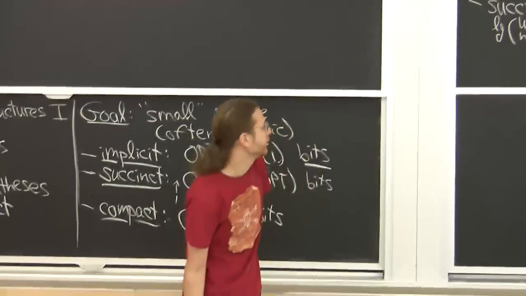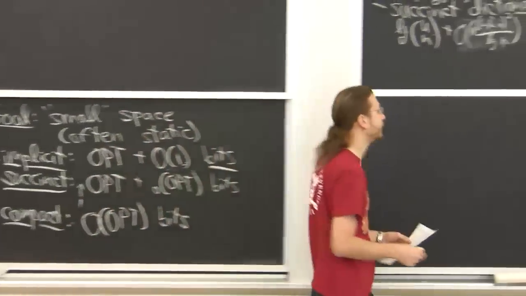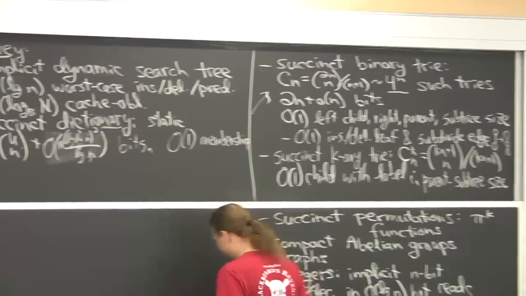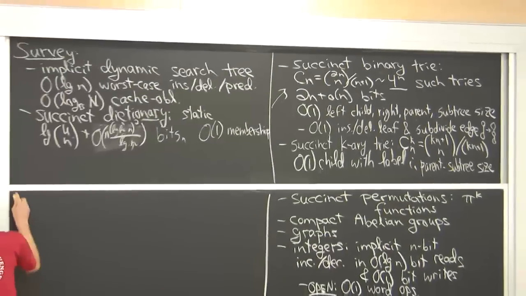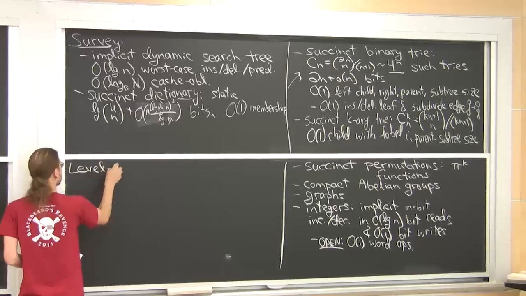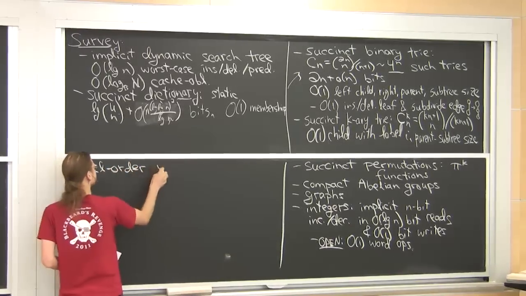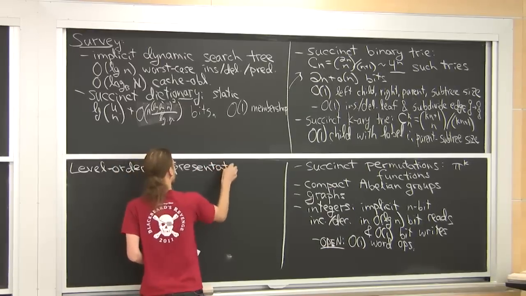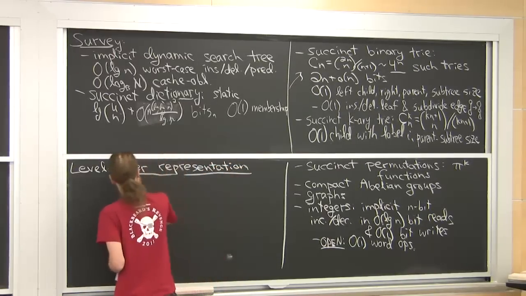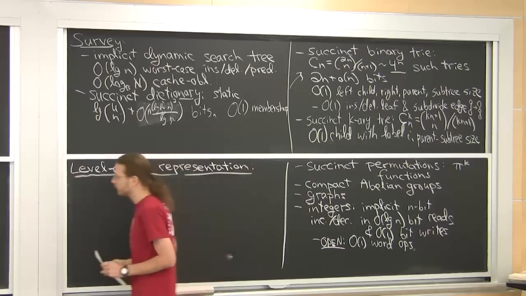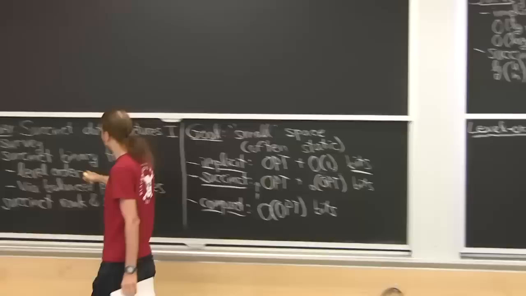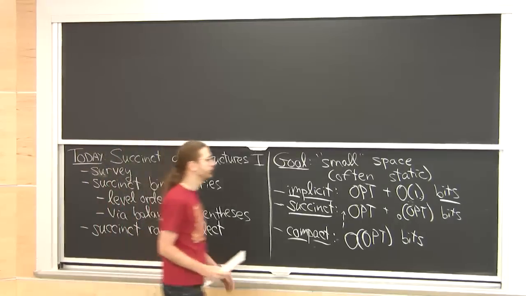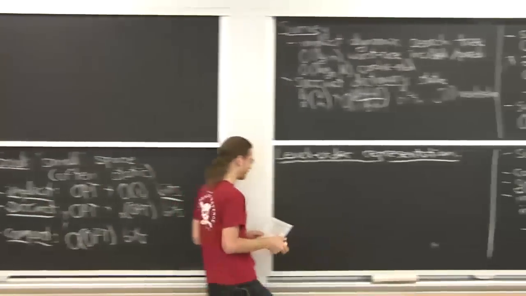So that's a quick survey of what's known. Let's do some actual data structures now. So we're going to be focusing on succinct binary tries. And we're going to do two versions of it. One of them is level order. And the other will use a balanced parenthesis representation. So let's start with the level order one. This is very easy.